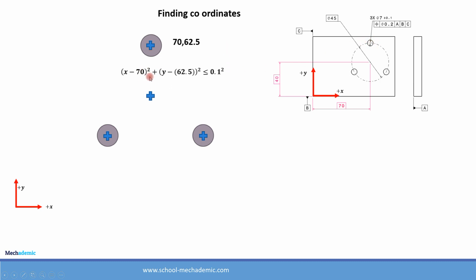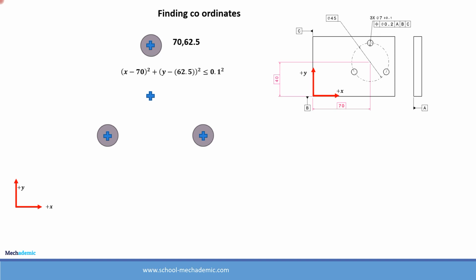So we can write the equation as x minus 70 the whole square plus y minus 62.5 the whole square, and the condition over here is it should be lesser than or equal to 0.1 squared. 0.1 is coming from the value over here, 0.2 divided by 2. So 0.1 squared, that is r squared.